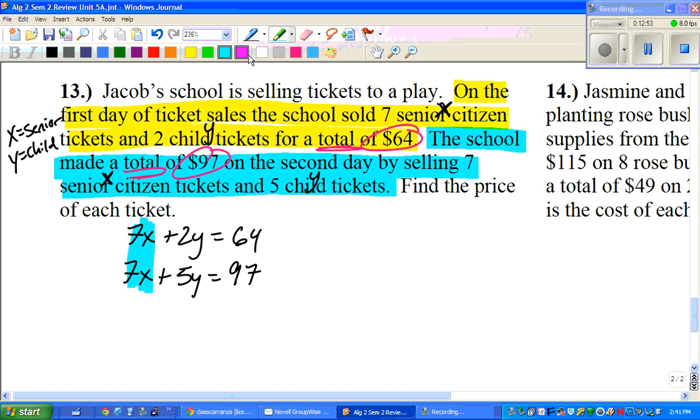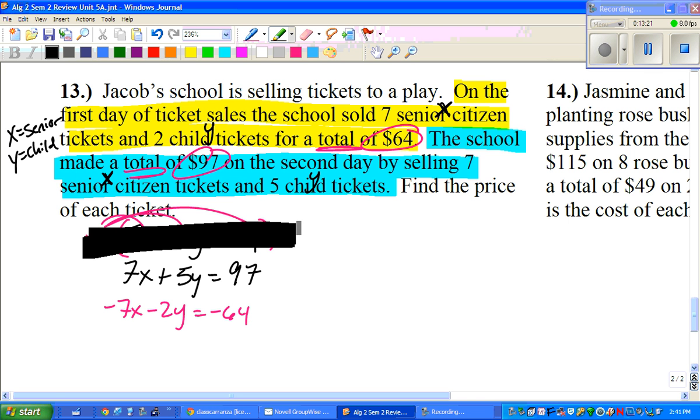And now, if you look to see how everything is nice and lined up, that sets us up for elimination, okay? And we can eliminate the x's. We just need them to be opposites. So what I'm going to do is multiply the top one by -1, okay? Negative 7x minus 2y equals -64, okay? I no longer worry about that equation, and now we just go through and solve, okay? So pause the video, see if you can go ahead and solve the rest of this on your own.